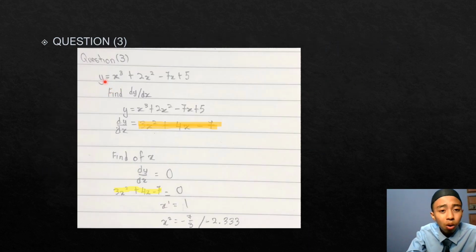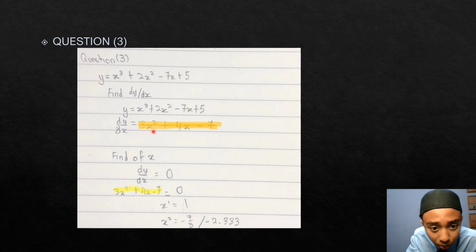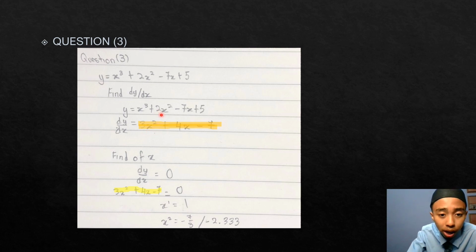Question number 3. y equals x^3 plus 2x^2 minus 7x plus 5. First, we must find dy/dx. x^3, we differentiate and get 3x^2. 2x^2, we differentiate and get 4x. Negative 7x, we differentiate and get negative 7. 5, differentiate and get 0.